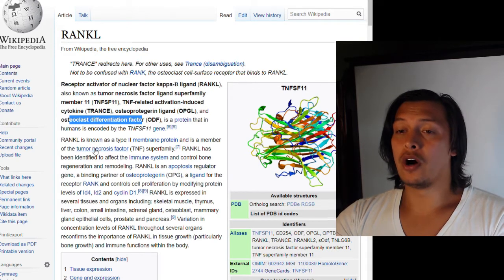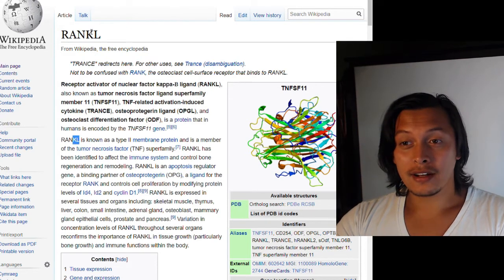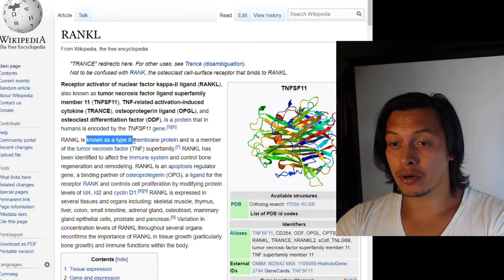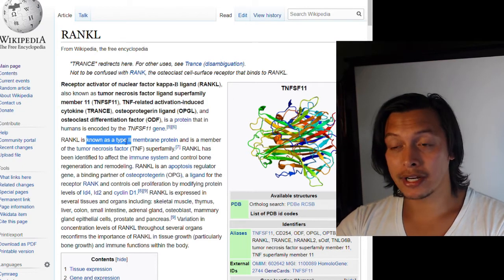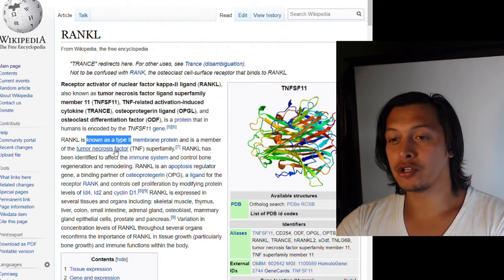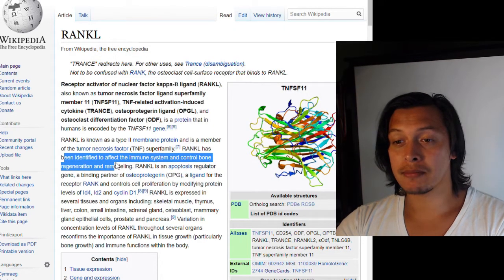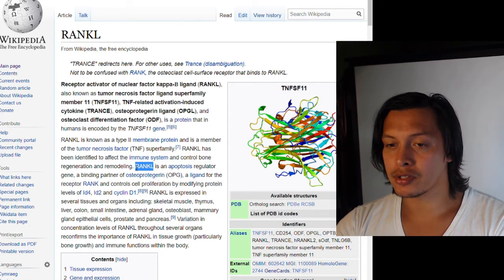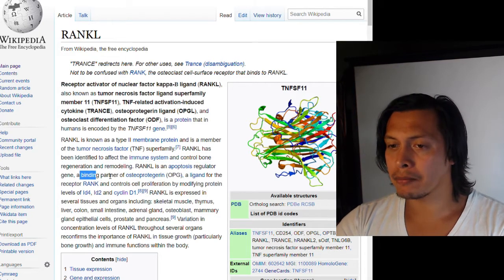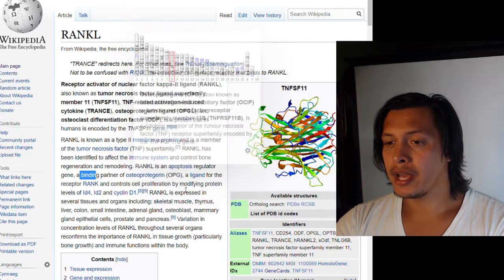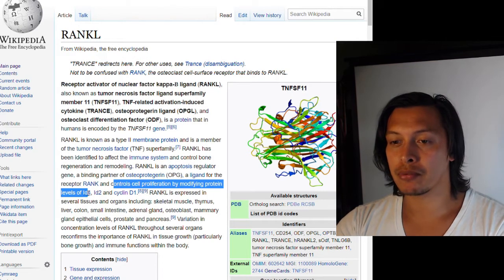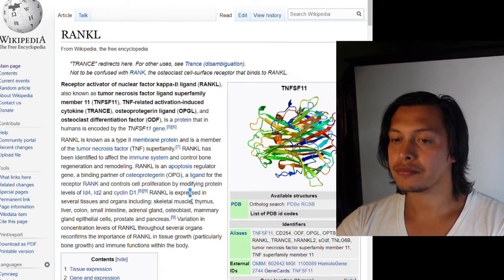Regardless, so this is RANKL or RANK ligand, and it is a type 2 membrane protein, so it exists in the membrane of the cell and is a member of the tumor necrosis factor superfamily. So RANKL has been identified to affect the immune system and control bone regeneration and remodeling. RANKL is an apoptosis regulator gene, a binding partner of osteoprotegerin, which is a ligand for the receptor RANK, and it controls cell proliferation by modifying protein levels of these things.